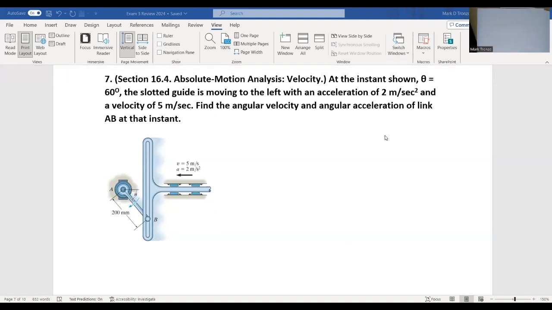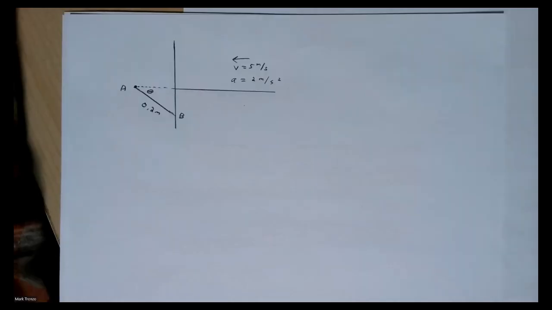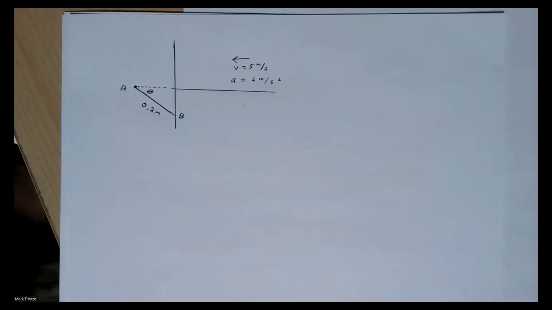Take a look at this problem. At the instant shown, theta is 60 degrees. The slide guide is moving to the left with an acceleration of 2 meters per second squared and a velocity of 5 meters per second. Find the angular velocity and acceleration of the length AB at that instant. So let's take a look at this. So our problem looks like this.